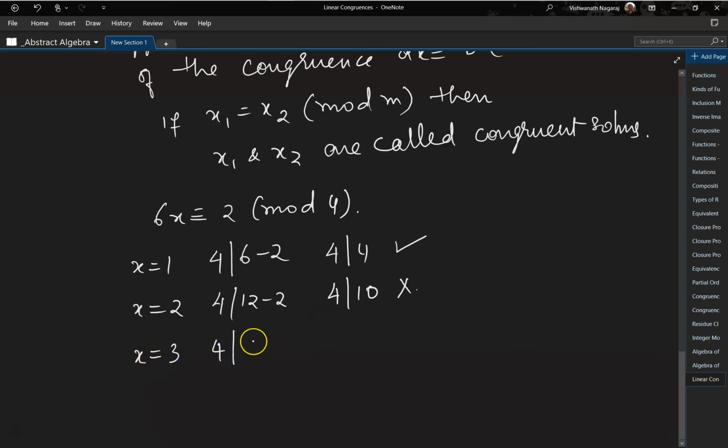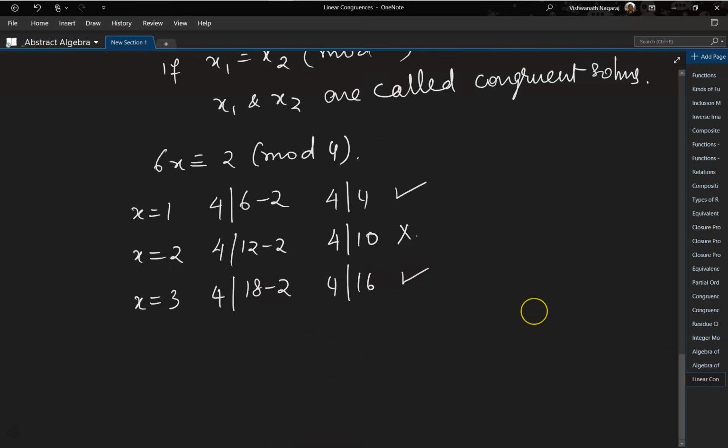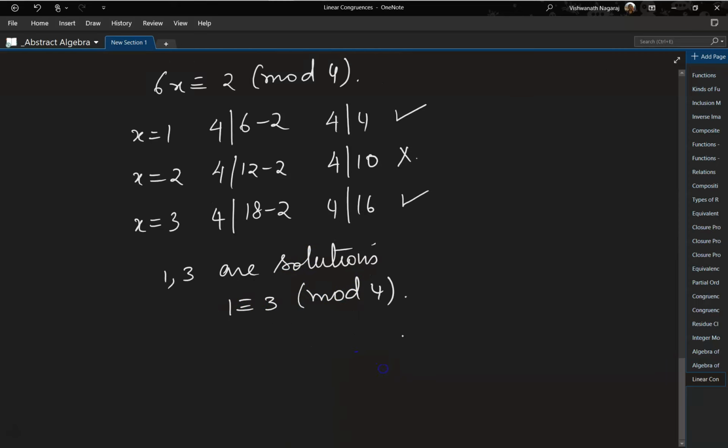4 divides 6 times 3, which is 18, minus 2. That is, 4 divides 16. Yes, it's a solution. So now 1 and 3 are solutions. But now let's see whether 1 is congruent to 3 mod 4. Which means, does 4 divide 1 minus 3, or in other words, does it divide minus 2?